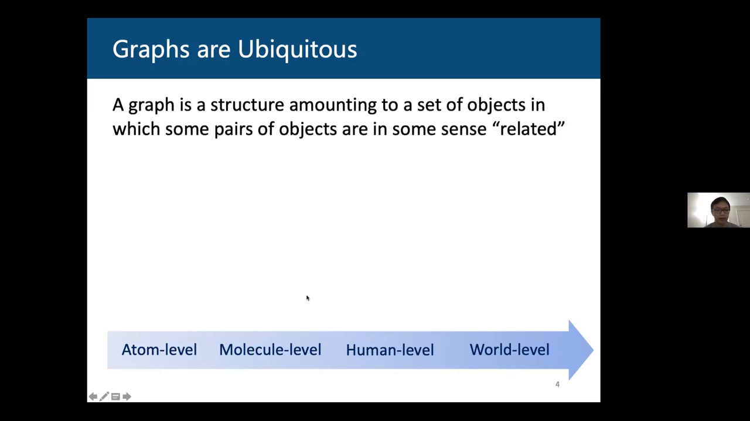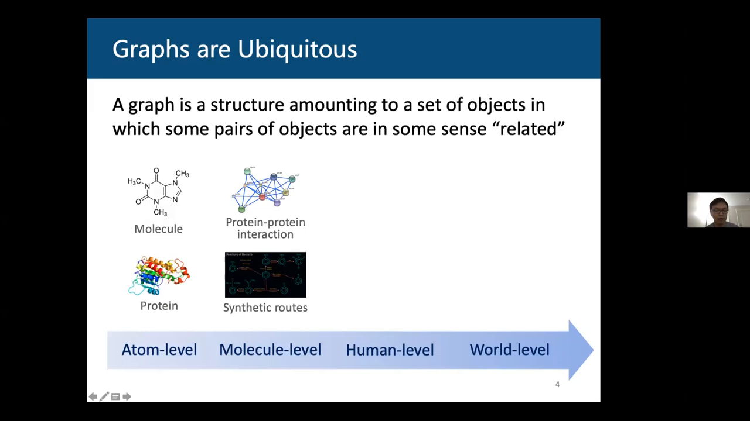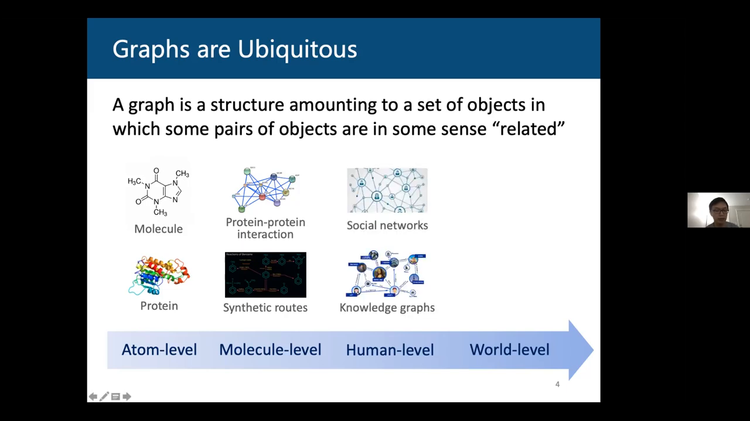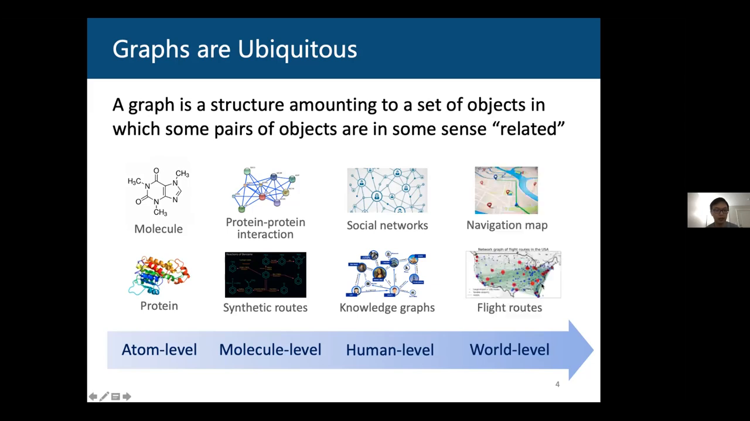For example, in atom level, a molecule can be seen as a graph where nodes are atoms and edges are covalent bonds. A protein can also be seen as a 3D graph where nodes are amino acids and edges are peptide bonds and hydrogen bonds. In a molecule level, this protein-protein interaction is a graph where nodes are proteins and edges are interactions between proteins. The synthetic routes are also graphs where nodes are intermediates and edges are chemical reactions. In human level, we have social networks such as Twitter and Facebook, and knowledge graphs, which tell us the factual relationship among entities. And in the world level, we have navigation maps and flight routes, and they can all be seen as graphs.